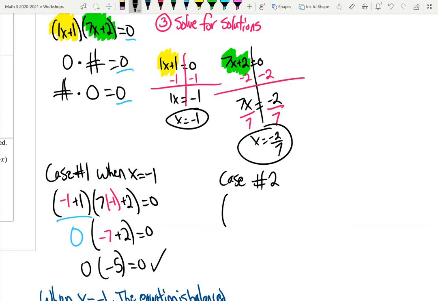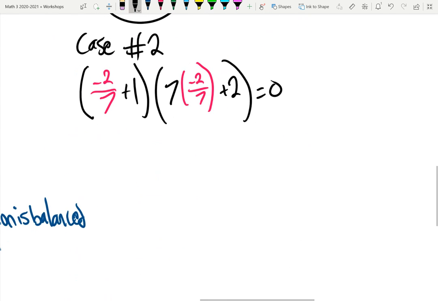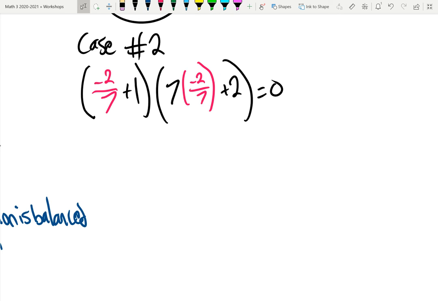So I looked at my factored form, and I'm going to go ahead and write -2/7 plus 1 times 7 times -2/7 plus 2 equals 0. Notice how the color helps make it pop. I substituted in. I replaced my variable with a parentheses. Now I'm going to go ahead and combine some of these guys. I see that I am adding here in this first part. So I need a common denominator.